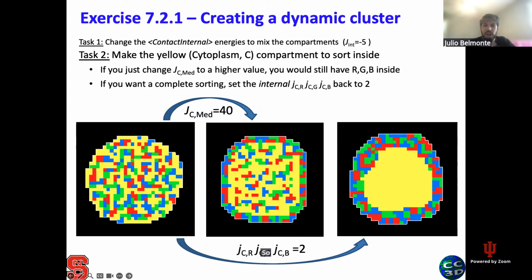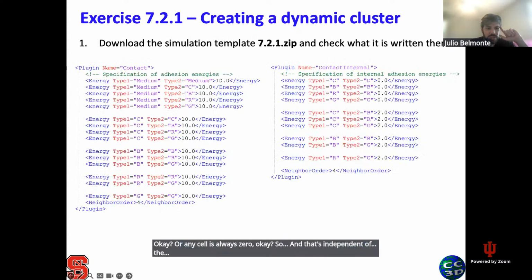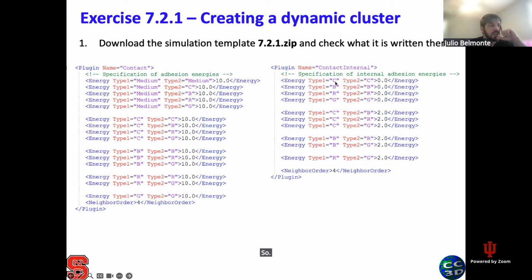So, question from Ava: is it sufficient to keep CC at 0 because we increase CCRG and CCRB, or do you want CC to be negative? Very good question, because that's something very important. The self-interaction of a compartment with itself is always 0, okay? Or any cell with itself is always 0, okay? And that's independent of this code that you see here. So this code here is not setting the self energy between C and C to be 0.